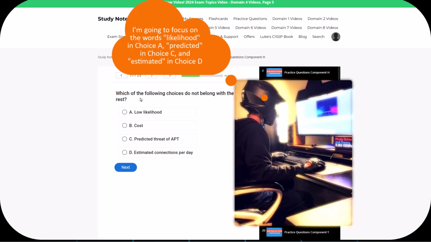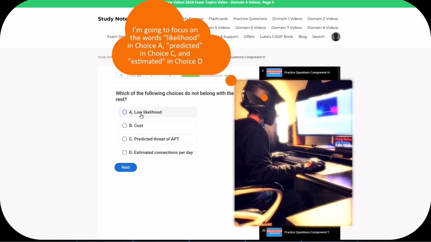Which of the following do not belong with the rest? Low likelihood and cost. How do they belong together? Predicted threat of estimated connections per day. So what's the connection between all of them? Low likelihood, maybe choice A and choice C kind of go together, because look, low likelihood of a predicted threat of APT. Predicted threat of APT could be high or low, but they kind of go together, A and C. Estimated connections per day.